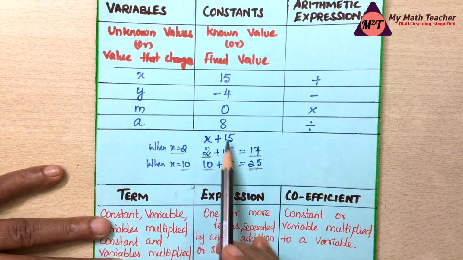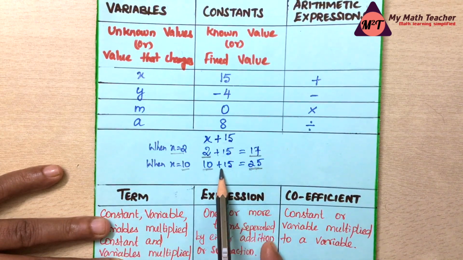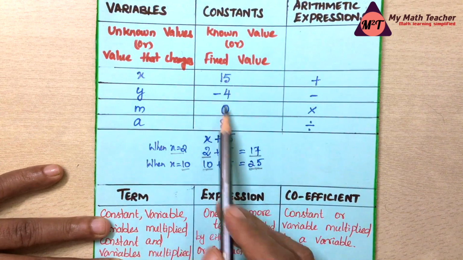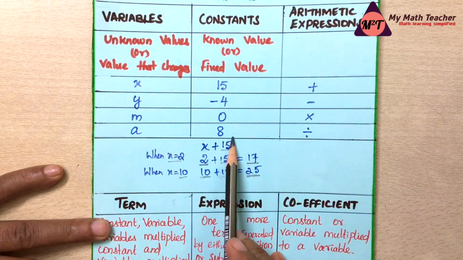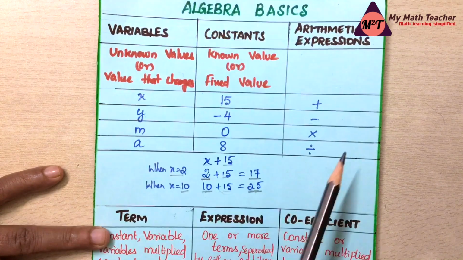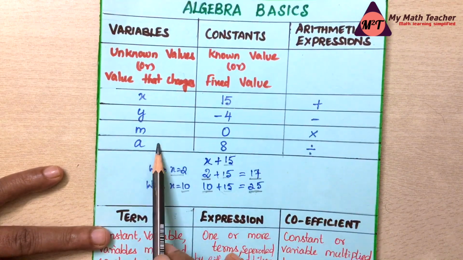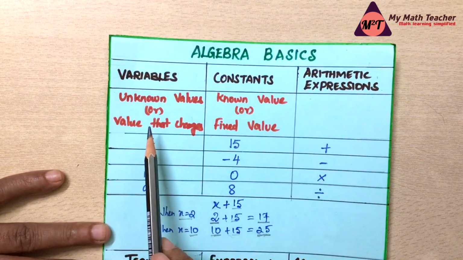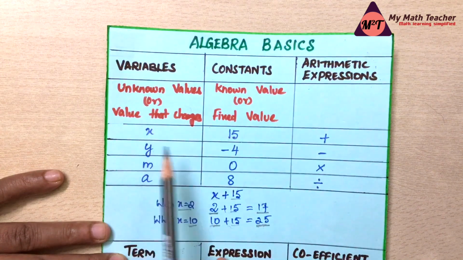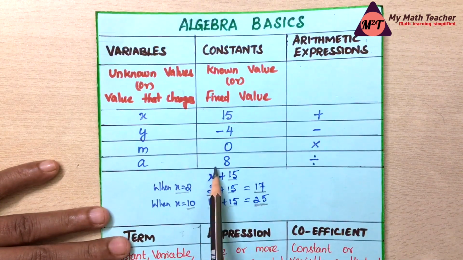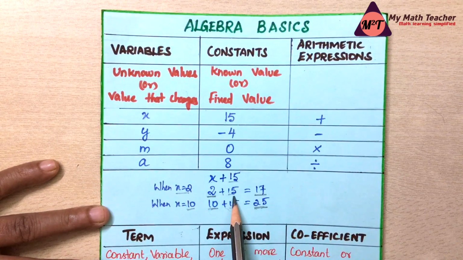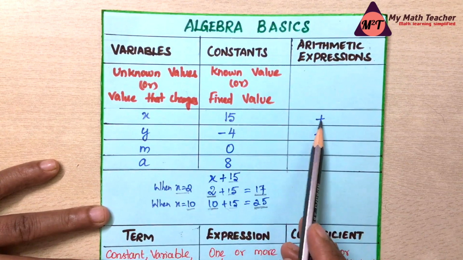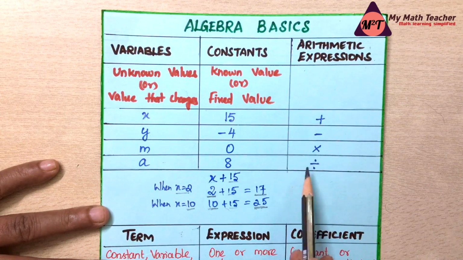Now you can notice here, this is the constant which we call a fixed value. The constant, throughout the calculation, remained the same. Now you can understand the difference between variable and constant. To sum up, the values which change or are unknown are called variables. The fixed values are called constants. So here we are using arithmetic operators to do the calculation.